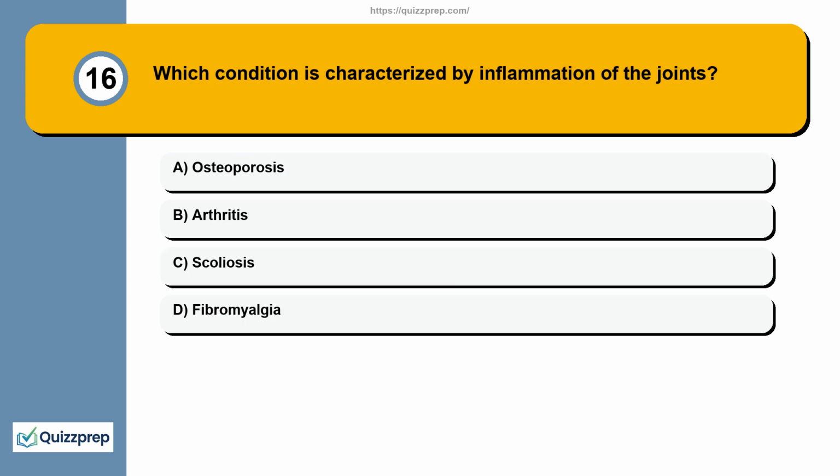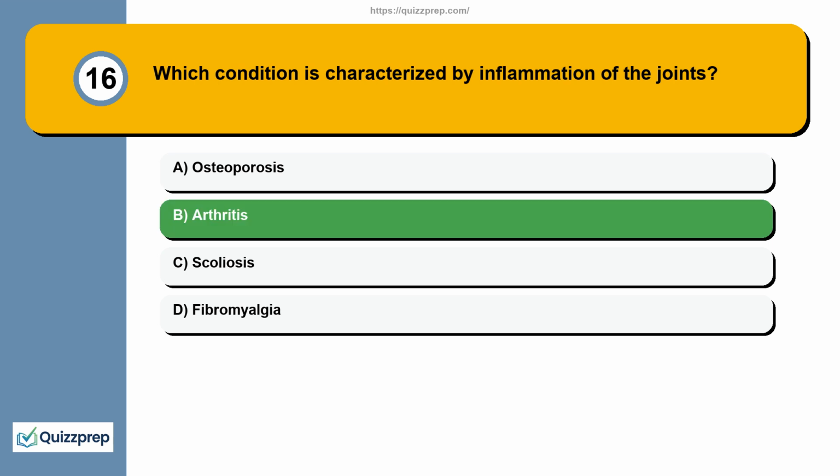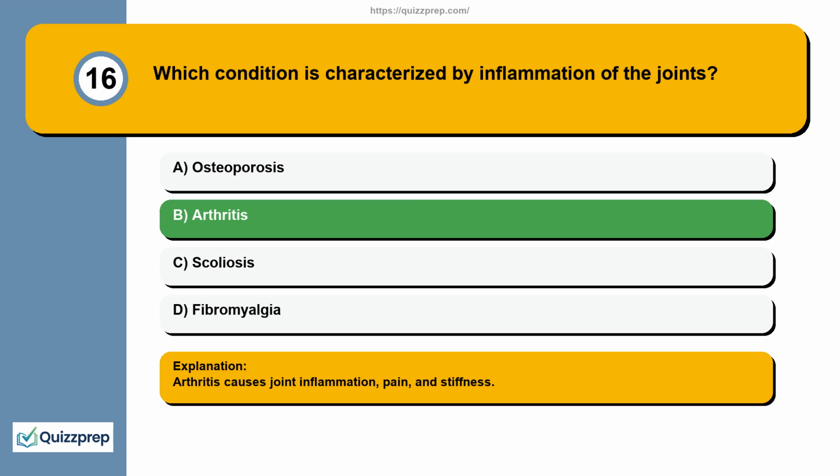Question 16. Which condition is characterized by inflammation of the joints? Here are your options. Option A, osteoporosis. Option B, arthritis. Option C, scoliosis. Option D, fibromyalgia. The correct answer is option B, arthritis. Explanation: arthritis causes joint inflammation, pain, and stiffness.